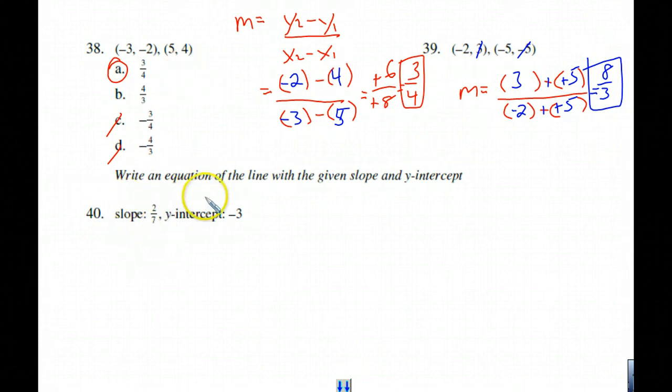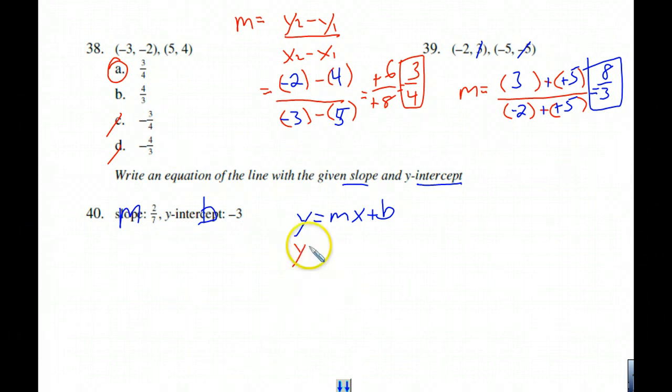Number 40. So you write the equation of a line given the slope and the y-intercept. So we've given a slope and a y-intercept. Well, there's this nice form we have called slope-intercept form, which comes from this exact problem. We're given a slope and a y-intercept, slope-intercept form, we're going to use this form. So slope is also known as m, and a y-intercept is also known as b. So our slope-intercept equation will be y equals 2/7 x, and then the minus 3. So no work to do here, we just have to know the correct form and plug it in, right?